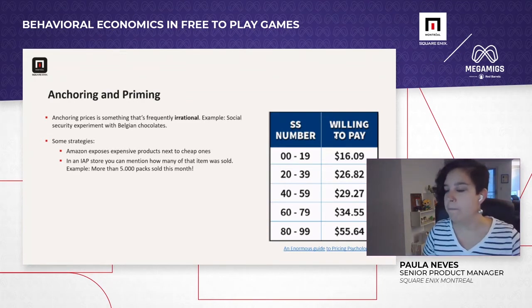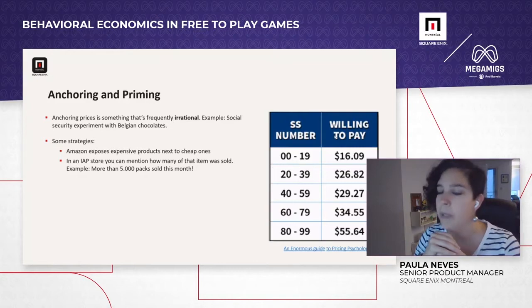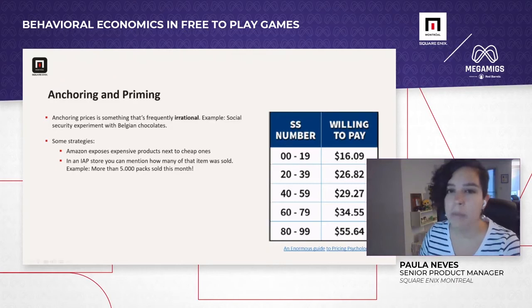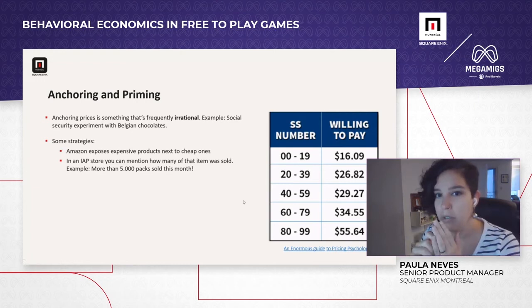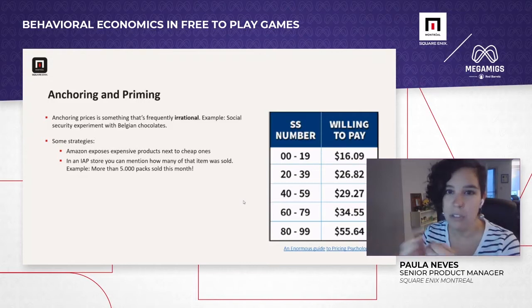So how was this done? The people doing the experiment asked the subjects to write their social security number on a piece of paper. And then they were asked to price a box of Belgian chocolates, right? And this is how subtle this is. The higher the ending of the number of their social security, the higher they would price. So just by the fact of writing down a number that was bigger, that anchored them to write a bigger price. It's really crazy, but it is irrational. And a lot of times this is how this works, right?